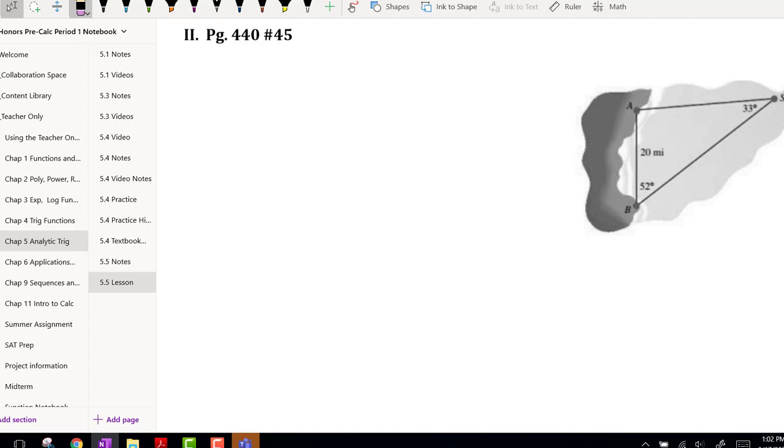Our final problem is number 45 from page 440, and in this problem we have a ship that's out to sea, and there are two lighthouses. So we have a lighthouse at position A, and you have a lighthouse at position B. It was very common back when shipping was huge on the ocean. As a ship was coming near a coastline, it would find its position based on visible light it saw from two lighthouses, so it could figure out where it was and stay far enough away from the coast.